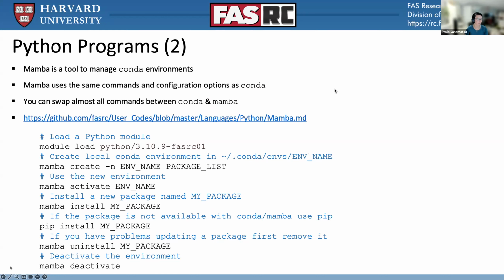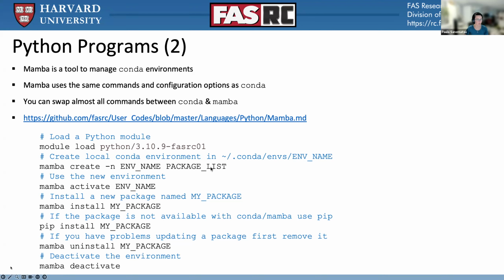For Python programs, Mamba is a tool to manage Conda environments. So it's a package manager. Conda is a package manager, Mamba is a package manager, pip is a package manager. Mamba uses the same commands and configuration options as Conda. You can almost swap the commands and it will work, but we recommend sticking with Mamba because Mamba is faster to install and better manages the files.